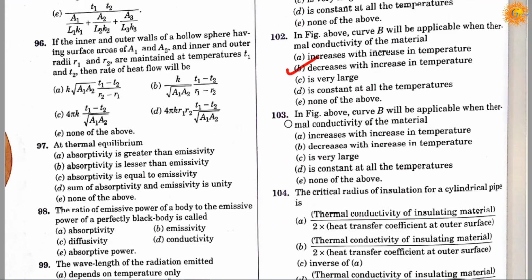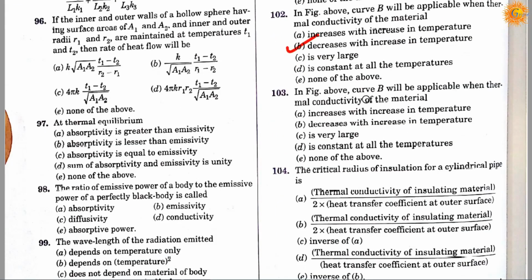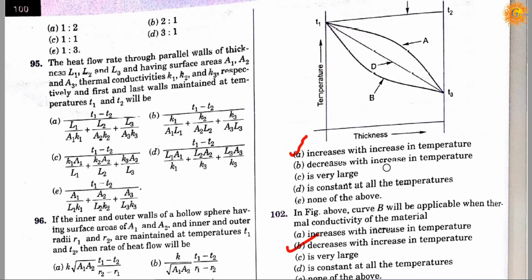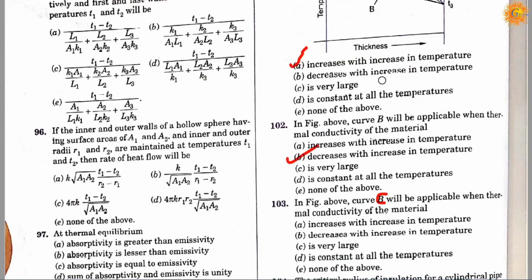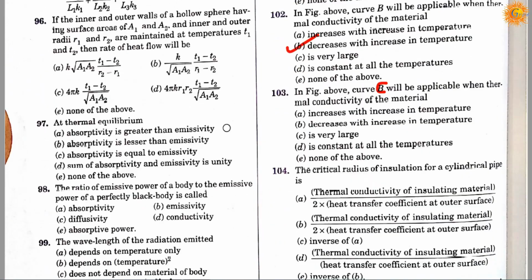Question number 103. In the figure above, curve C will be applicable when the thermal conductivity of the material. Option A, increase with increase in temperature. Option B, decrease with increase in temperature. Option C is very large. Option D is constant at all temperatures, and option E is none of the above. So first you can see the curve C, it means this curve. So the correct answer is C. It will be very large.